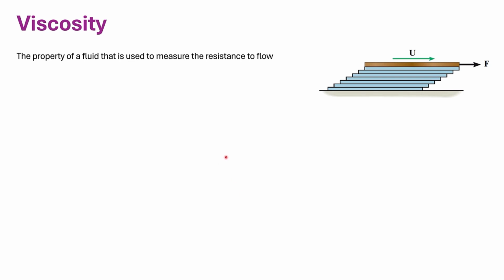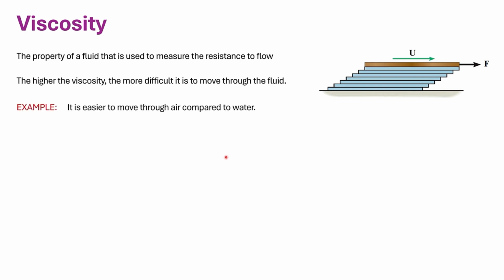Next important property for fluids is viscosity. It's basically the property of a fluid that is used to measure the resistance to flow. The higher the viscosity, the more difficult it is to move through the fluid. For example, it is easier to move through air compared to water because it has a lower viscosity. It is less viscous.